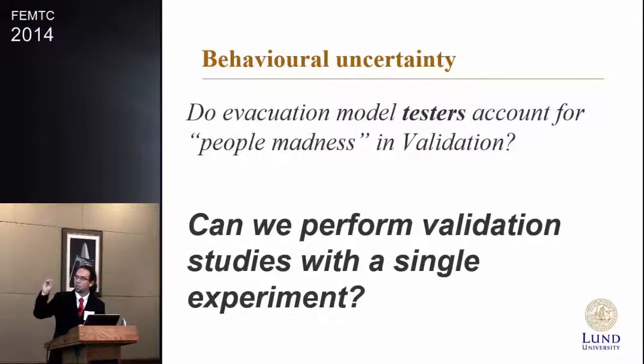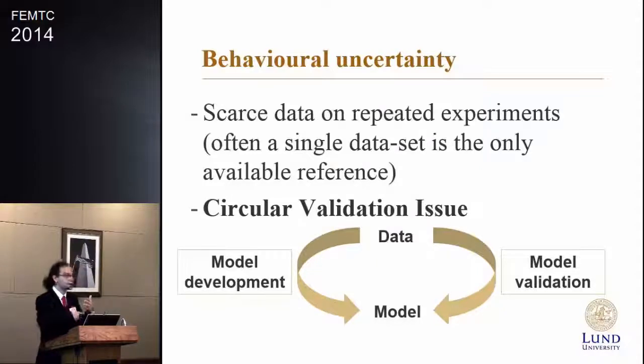So the testers, do they account for people's madness in validation? That's a big question, because sometimes it's very hard, as we perform a validation study with a single experiment. You have a single experiment, and then you have a set of results generated by a distribution of inputs. And what is the overlap that you see? Sometimes you don't know, because you don't know if what you're observing is an average case or a very worst case scenario. The problem is that we have very scarce data on repeated experiments. So I don't blame the model tester. It's because of the current state of the art of human behavior in fire.